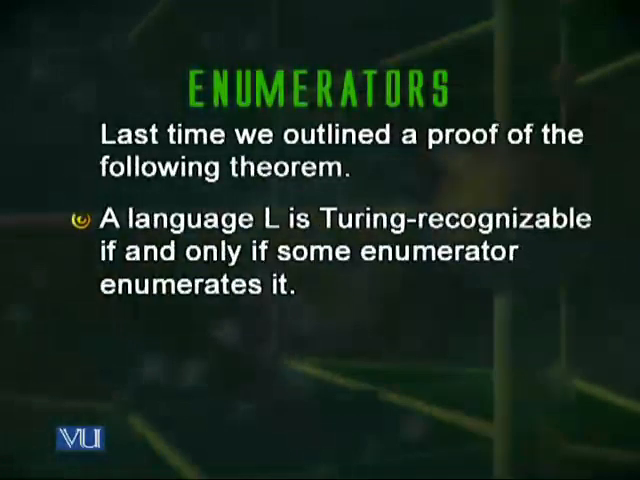Last time we said that enumerators enumerate exactly those languages which are recognized by Turing machines. Let's look at that theorem. A language L is Turing recognizable if and only if some enumerator enumerates it.